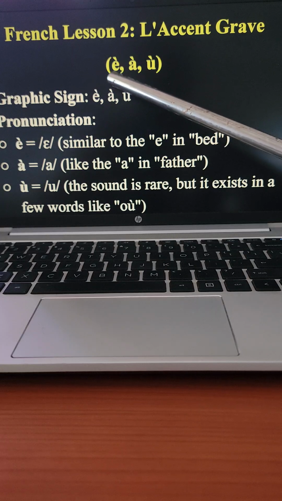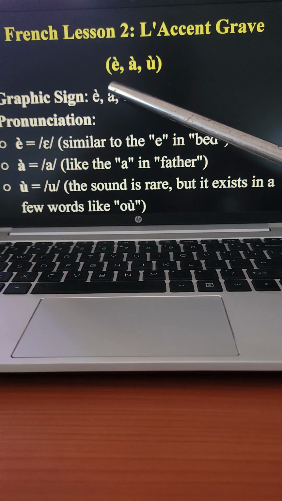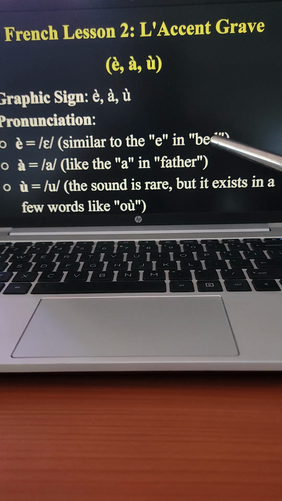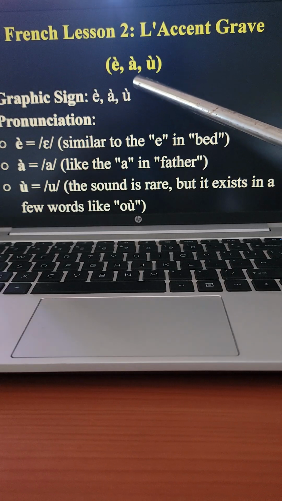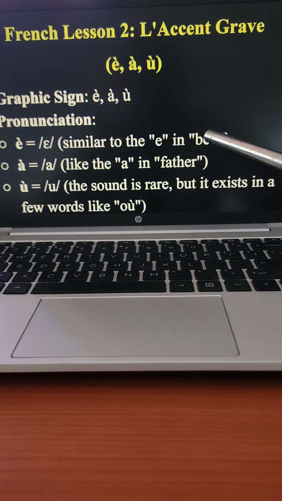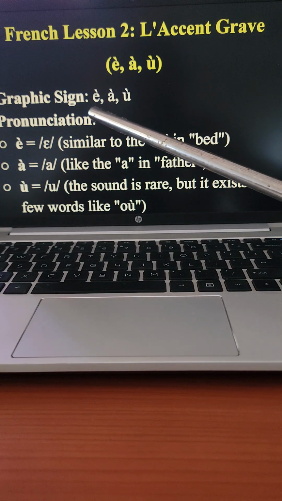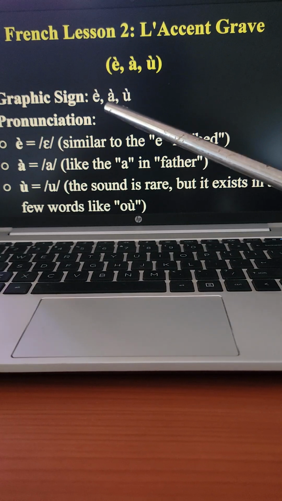You need to know that you will see this accent grave which is coming down like that, going down. We said accent aigu goes up, but now accent grave comes down. So you'll see them on the E, A, and U.